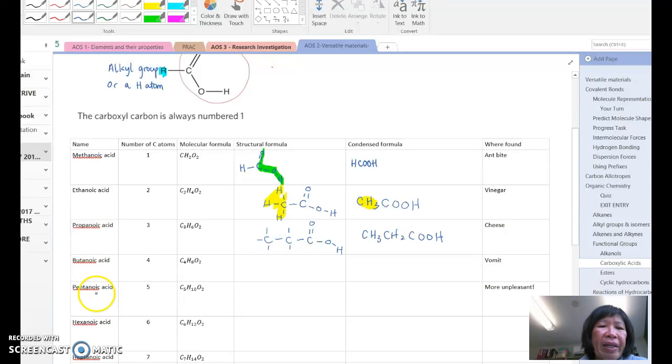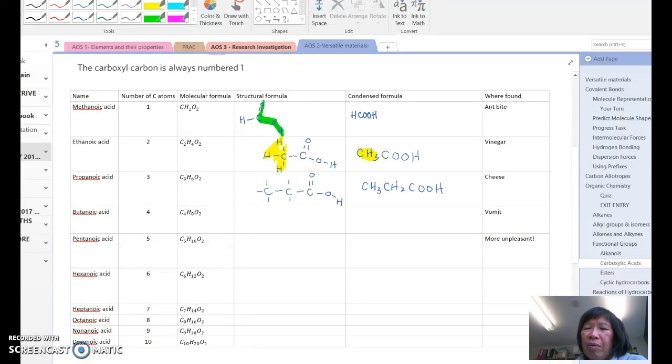All right, have a go at completing the table for the rest of these carboxylic acids. And as you know, look at where these acids are found, and the smell gets progressively worse as the carbon chain gets longer and longer.